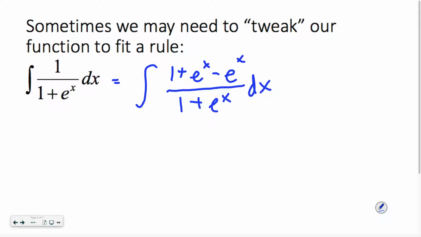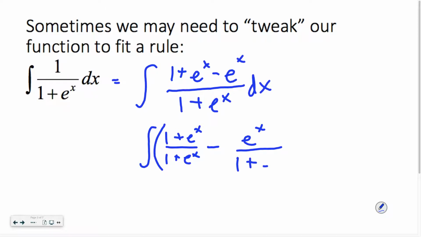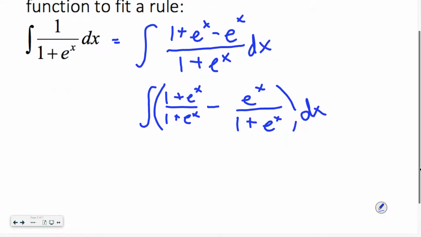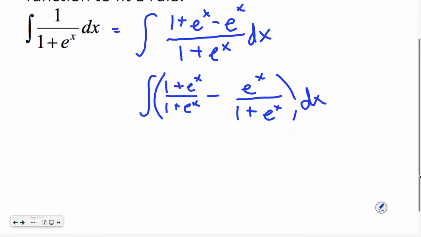Yeah? Okay. Well, what's the benefit here? Whoa, that's cool. We can split it up, yeah. We can split it up into 1 plus e to the x over 1 plus e to the x minus e to the x over 1 plus e to the x dx. Well, cool. What's 1 plus e to the x over 1 plus e to the x? That's 1.